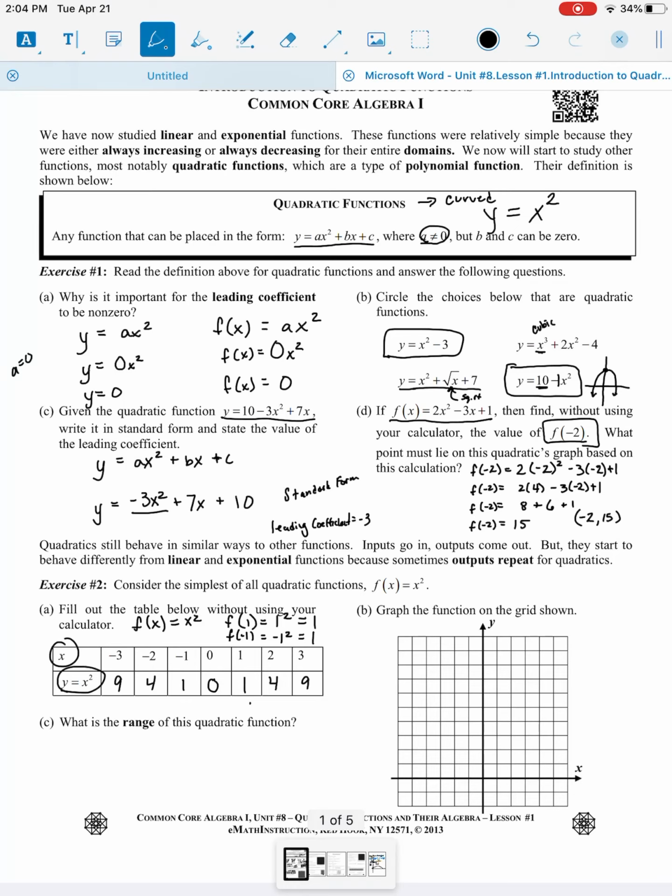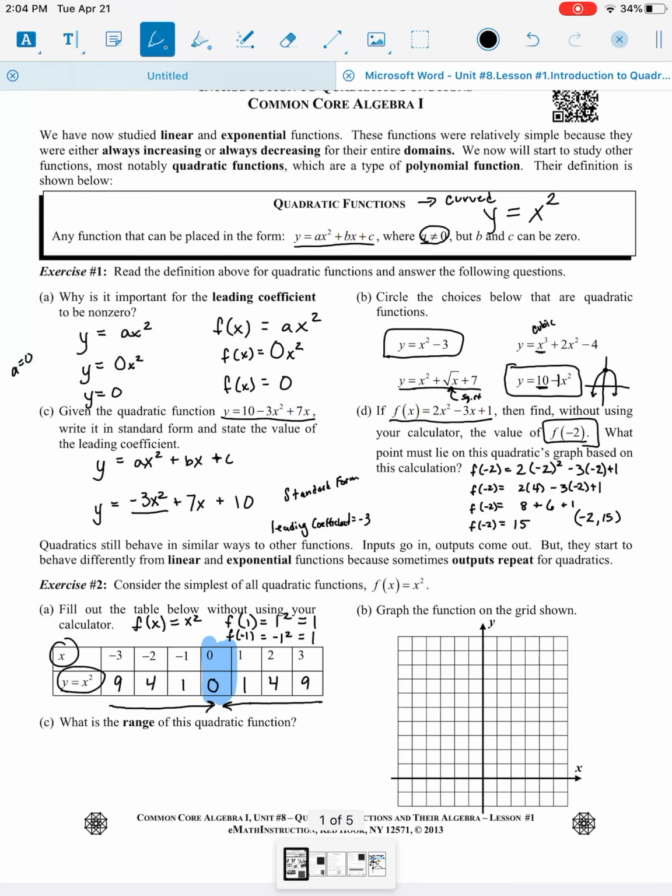It looks as though we decrease, decrease, decrease all the way to 0. And then we increase, increase, increase. And if we're going this way, looks like we're decreasing to 0 and then increasing back up. Now this happens to be your minimum point of your function. Okay? Now before we do C, we'll do B, and we'll graph this function.